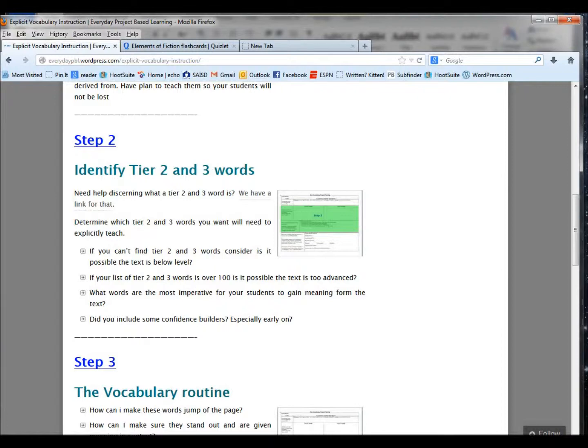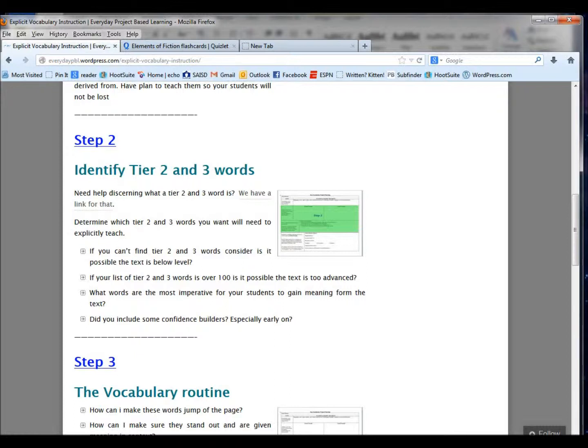If you can't find tier 2 and 3 words, you might want to consider whether the text is below level. If your list of tier 2 and 3 words is 100 words long, perhaps the text might be a little too advanced. Basically, you want to pull out the words that are most imperative for our students to gain meaning from the text. The other thing I'm going to say, especially because this is your first project, is to include some confidence builders in there, especially early on, to give them some success with that vocabulary.